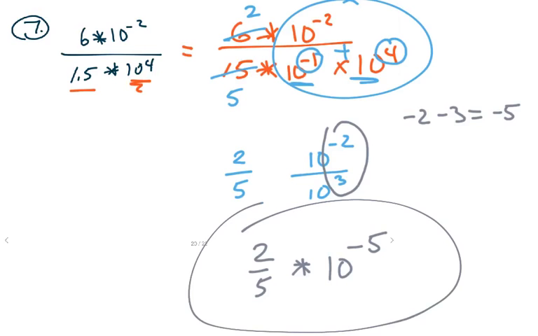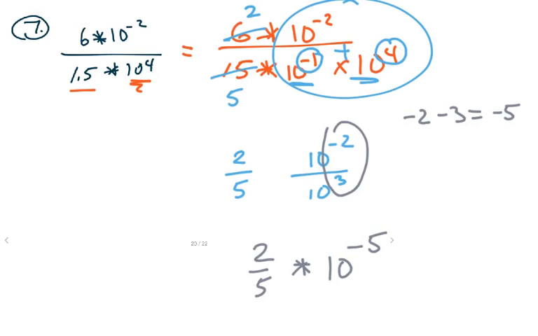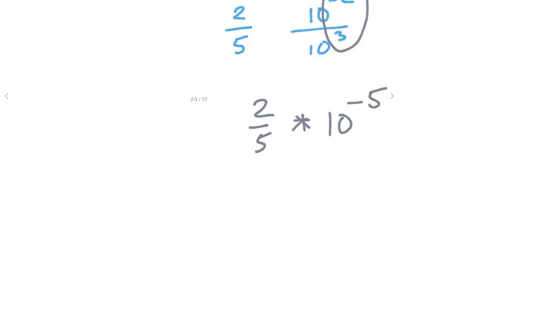And that's it. Oh, wait. That is an answer, but is it in scientific notation? No, sorry. So what is 2 over 5? 2 over 5 is 0.4. So we have 0.4 times 10 to the negative 5. Now again, this number has to be between, I said 0 and 1. I misspoke. It's between 1 and 10. So I have to make this into a 4.